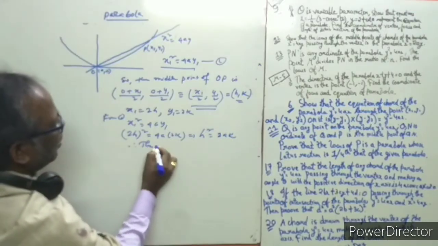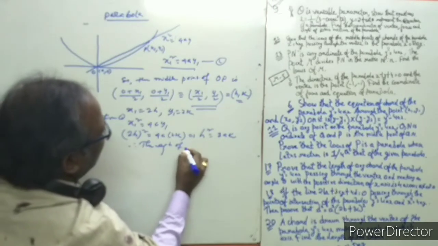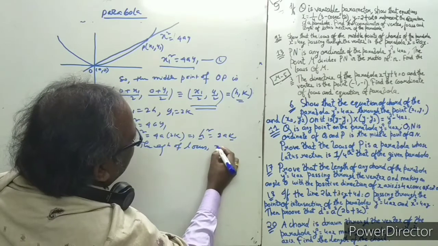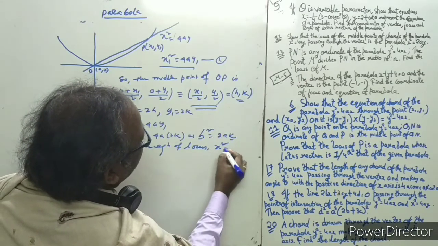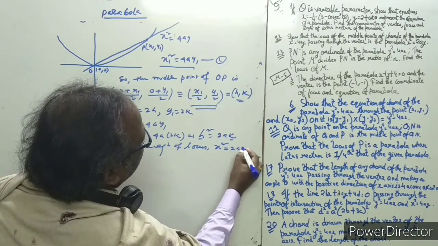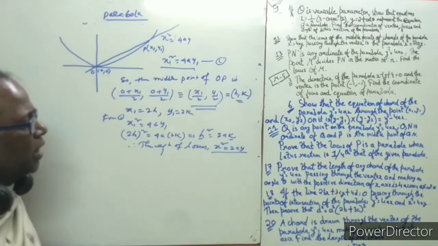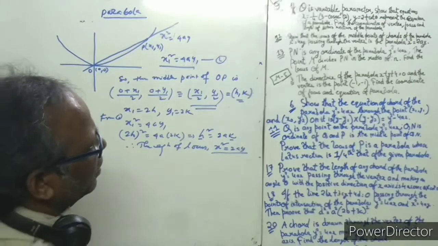Therefore, the equation of the locus, changed by the variables x and y, is x square equals twice a y. This is your required equation of the locus of the curve, that is x square equal to twice a y.